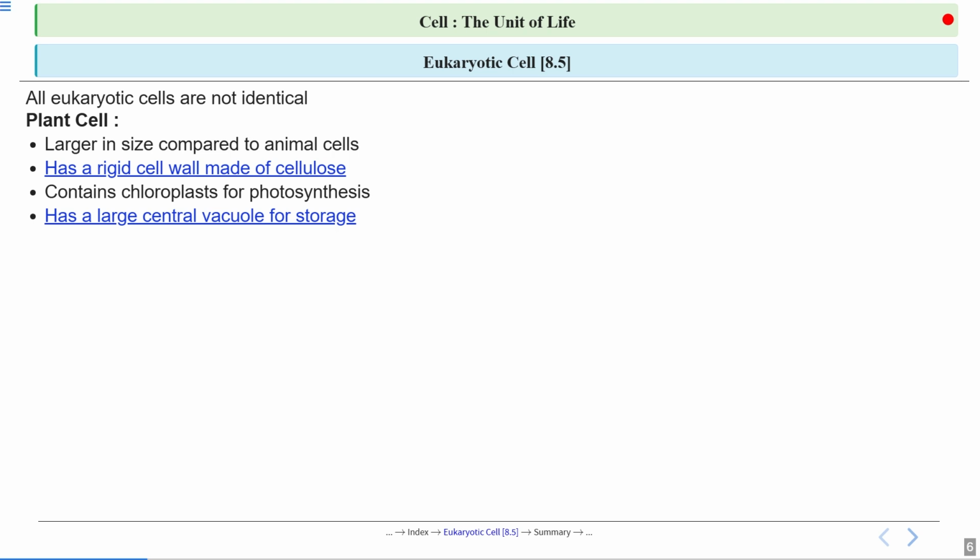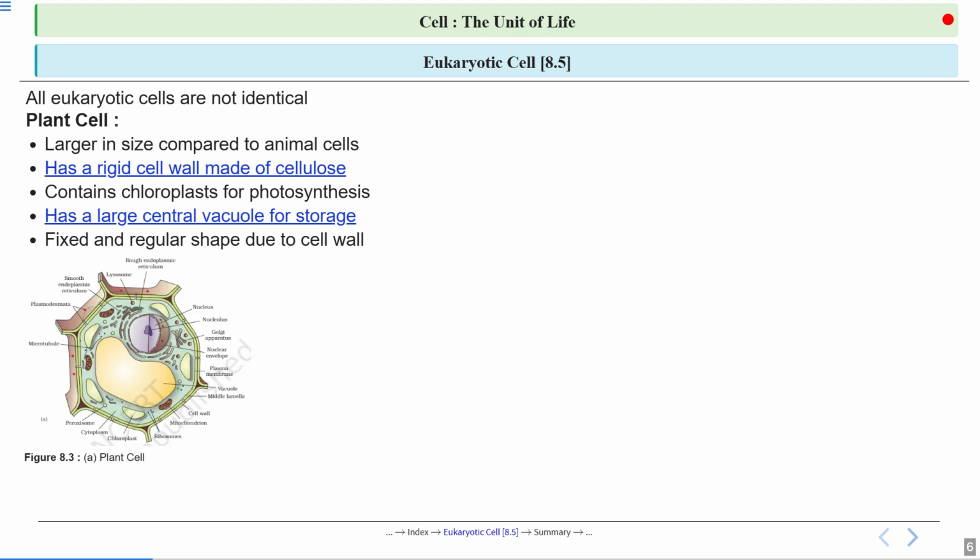Plant cells have a large central vacuole for storage. Remember this. They have large vacuoles. They have a fixed and regular shape due to the cell wall. So the cell wall provides shape to a cell. It provides structural support to the plant cell.